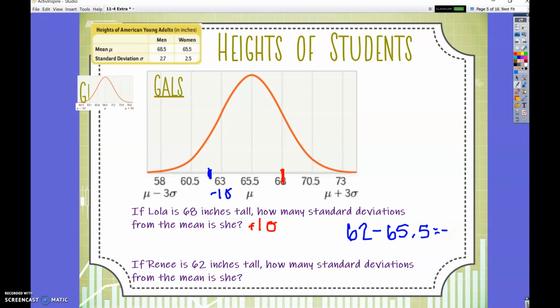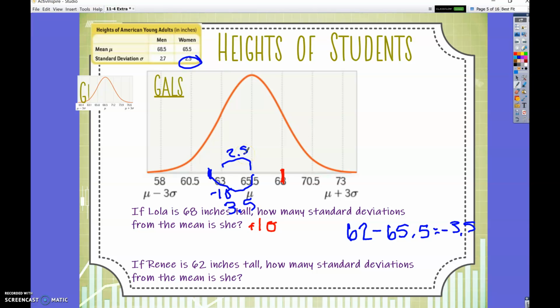So that will give me a -3.5. Now that tells me that there's 3.5 inches between the average and her height. Remember, each chunk or section, if you will, is 2.5 inches. So this is 2.5. That's what we call a standard deviation. We know she's 1 and a little more.